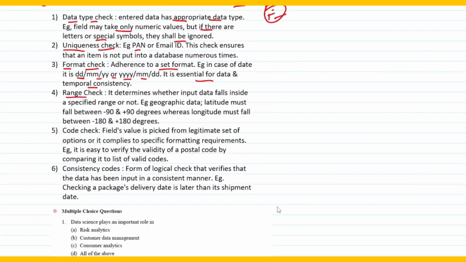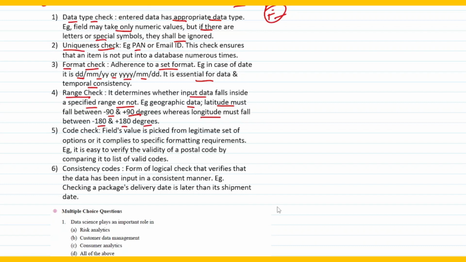Then we talk about R. R talks about range check. It determines whether input data falls inside a specific range or not. The data that you have fed in, whether that is within the specific range or not. For example, if there is geographic data, then the latitude generally is between -90 and +90. So you have to make sure that the latitude ranges between -90 and +90. Similarly, if it is a longitude, then that must range between -180 and +180 degrees. So that's a perfect example of range check.